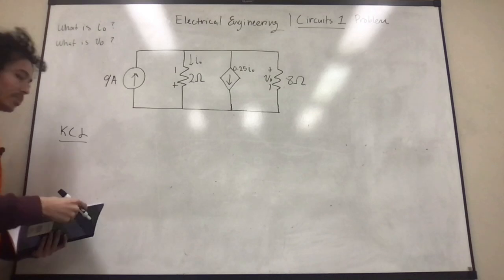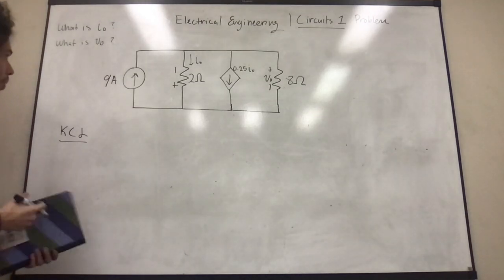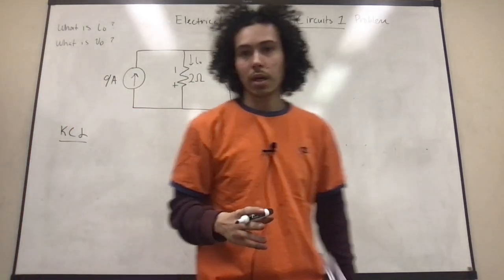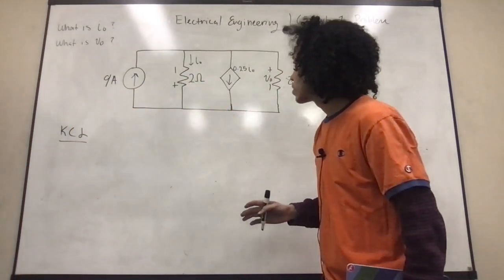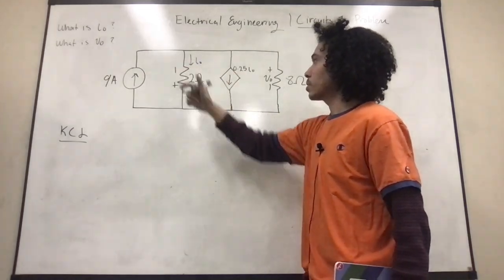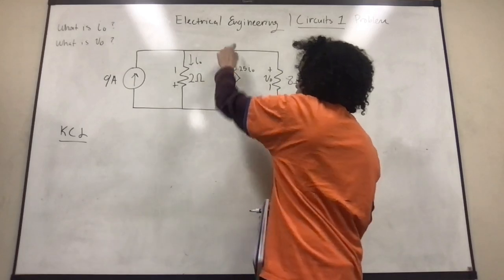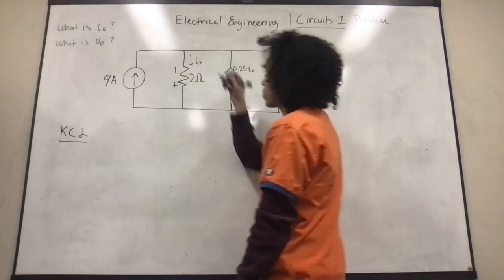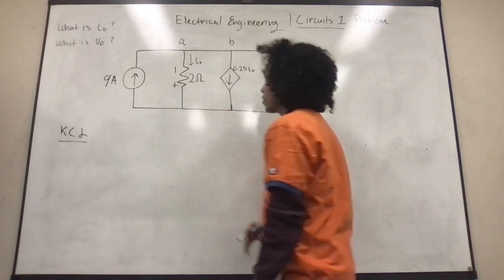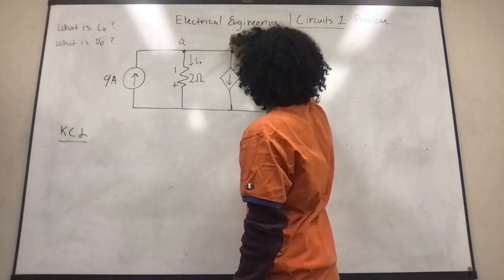So yeah, we have our KCL analysis section. We're going to look at this circuit, and we're going to look at the top here. There are 2 nodes. There's one node here, and there's another node right here. We're going to name them node A and node B, these points of intersection here.